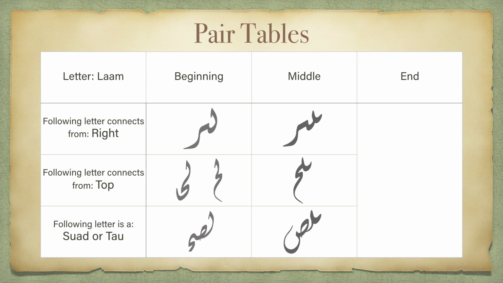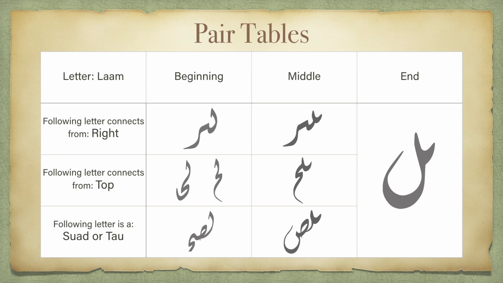Now, I know this may seem a little bit confusing at this point in time, but ultimately what I want you to remember is that when a letter appears in the beginning or in the middle of a word, its shape is ultimately determined by the letter that follows it. Okay? That's all you need to remember at this point in time. All right, so when we're learning pair tables, we need to pay attention to what the letters look like in the beginning and the middle, and then of course how the letter looks when it appears at the end. So here is an example of the letter Lam when it appears at the end of a word.